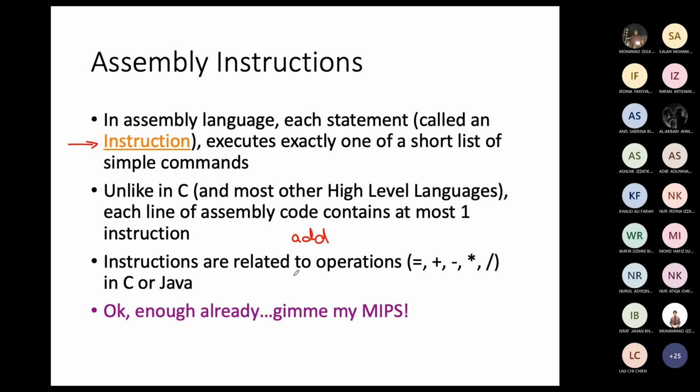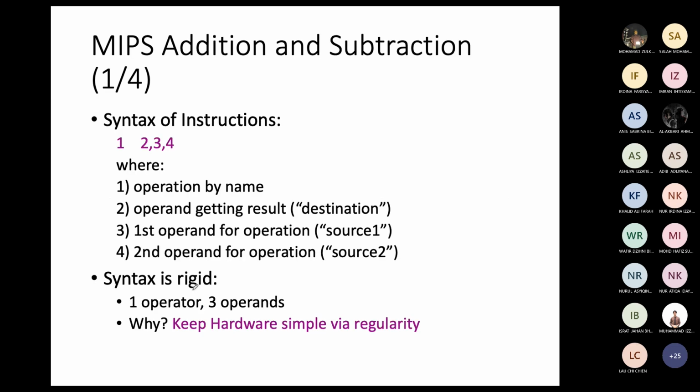Instructions are related to operations, such that equals here is to initialize, and plus here is add, subtract, multiplication, and division in C or Java. For this course, we only learn about the simple ones. And I can start to give you a project requirement using MIPS. Okay, enough already, I will give you MIPS.